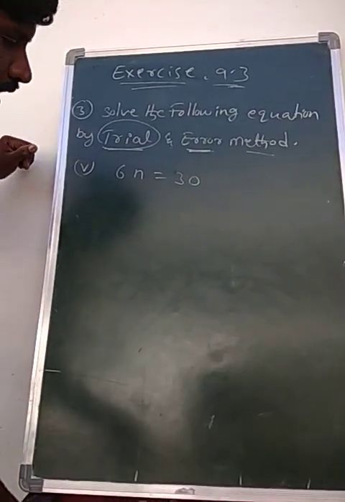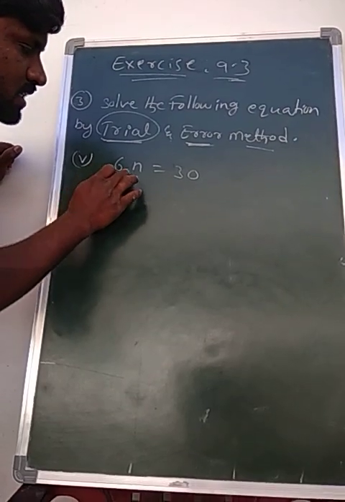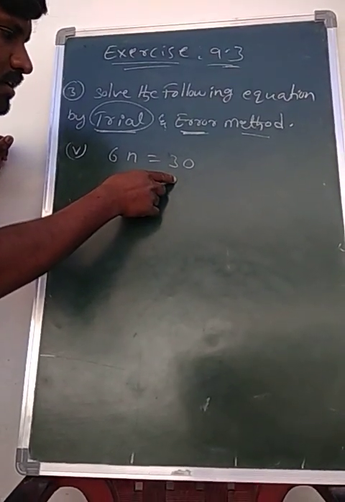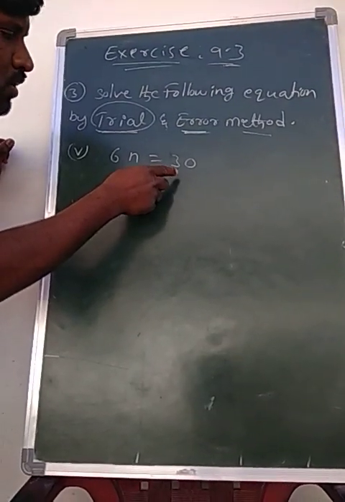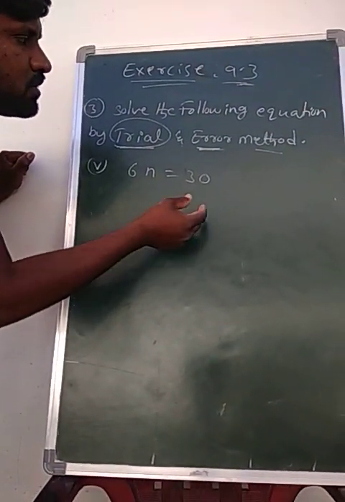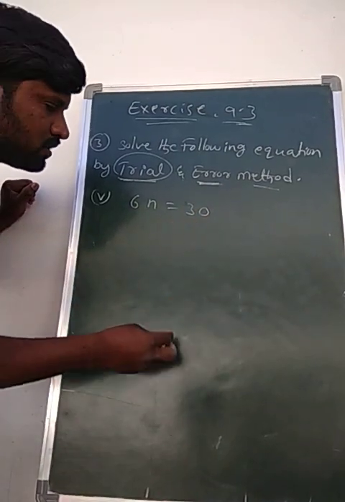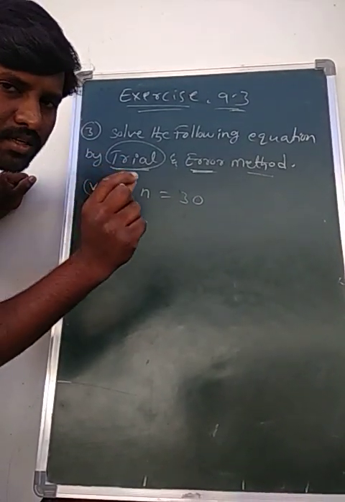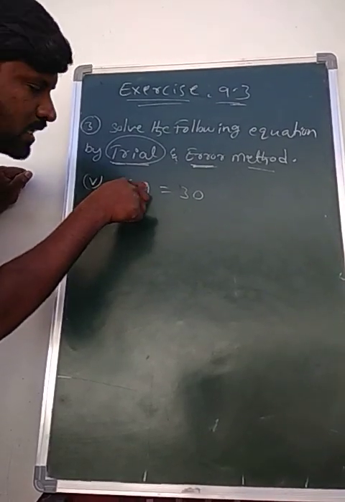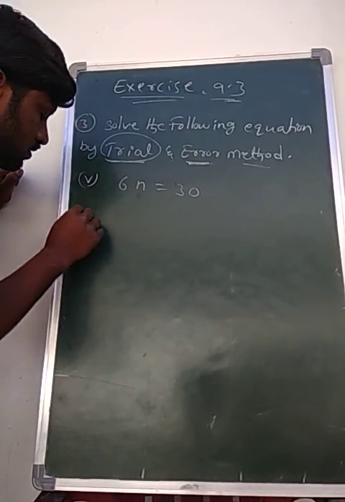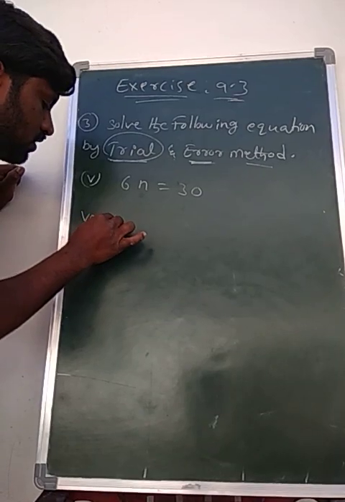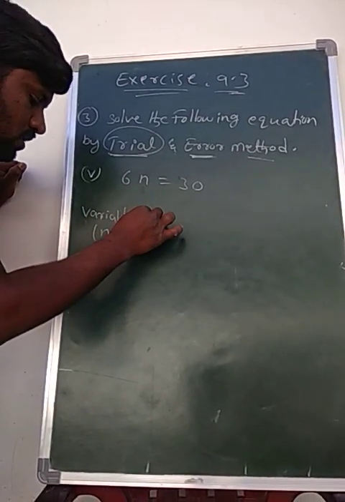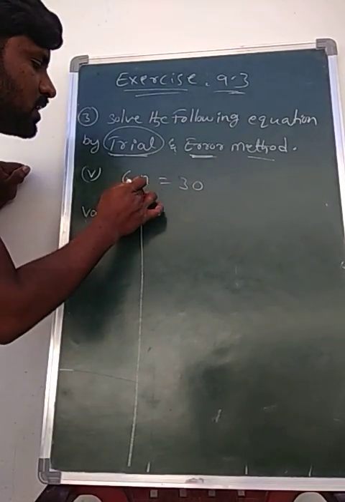Okay students, now the next question is 6n is equal to 30. So this is a simple equation. Now I am going to solve it by using the trial and error method. What is the variable? What is the variable in this? The English alphabet small letter, that is n. So n is the variable. Okay, so write like this, variable, that is n.